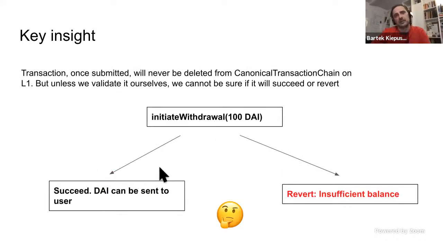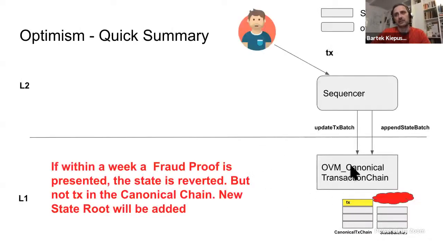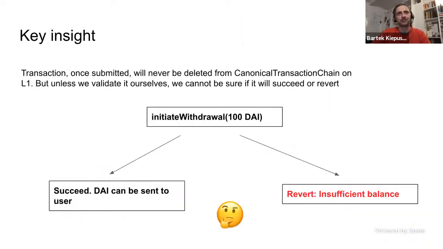And if this is initiating a withdrawal transaction, you can see whether that will succeed or not, and whether the DAI should be sent to the user. Or you may get a revert, right? Like an insufficient balance or whatever. I mean, there can be a lot of reasons why this transaction can revert. But again, you can check it yourself. You don't have to wait for the sequencer. This is the clue for how you would like to approach the fast withdrawal scheme.